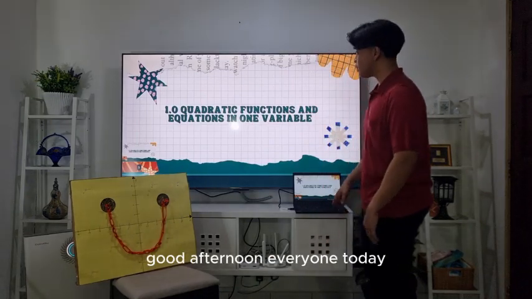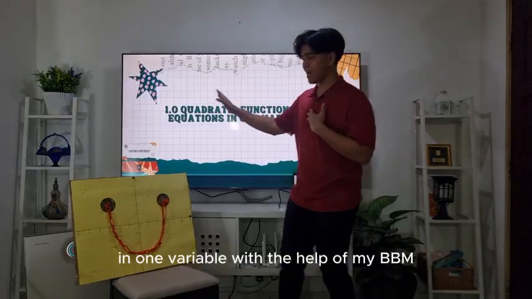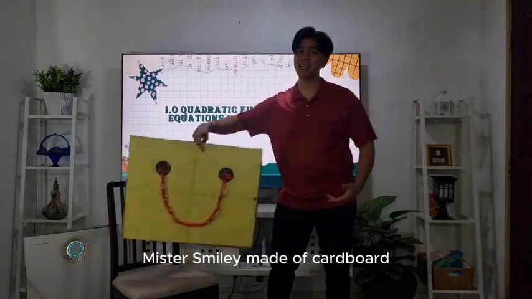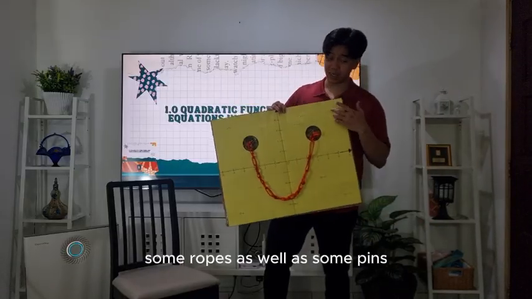Good afternoon, everyone. Today we'll be learning a little bit about quadratic functions and equations in one variable with the help of my BBM, Mr. Smiley, made of cardboard, some ropes, as well as some pins.